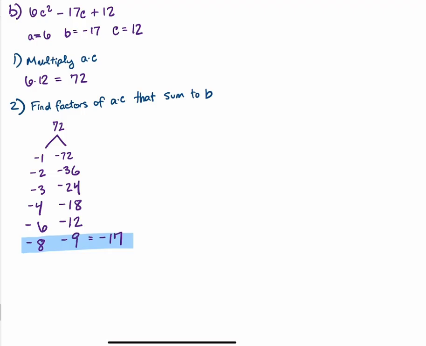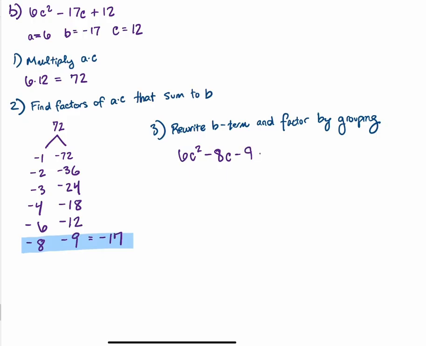The third step was to rewrite that middle term. So I'll say rewrite the b term, and then factor the result by grouping. So that means I will write our original expression 6c squared, and instead of minus 17c, I'll write it as minus 8c minus 9c. Again, the numbers are coming from here. And then we have plus 12 at the end.